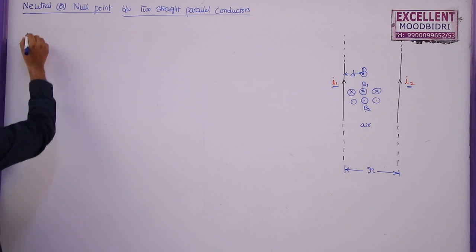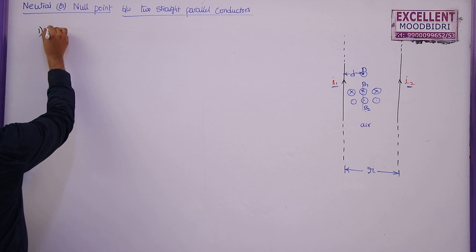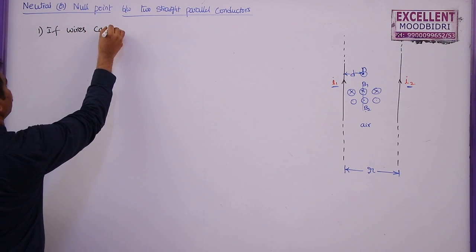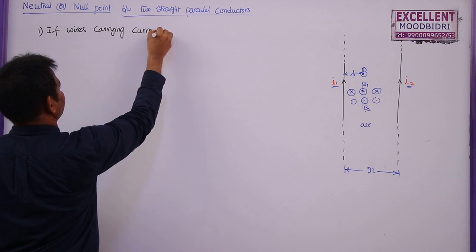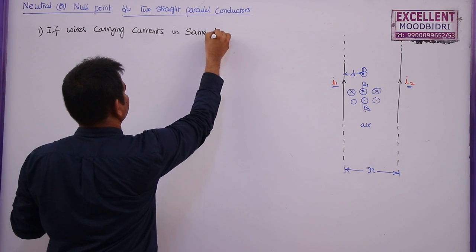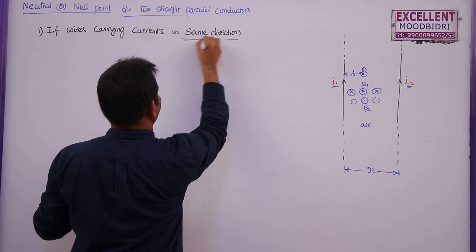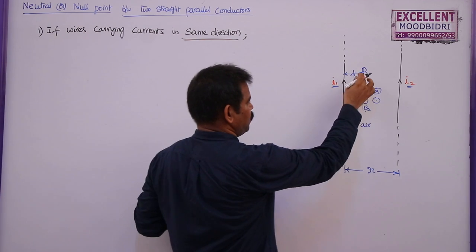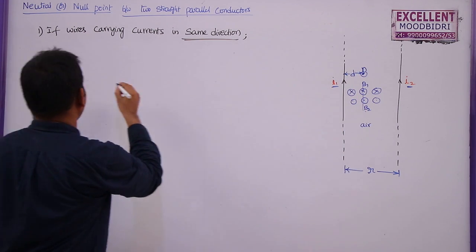Now in case 1, if wires carry currents in the same direction, a null point will be formed between these two at so many places. So let me take only one null point.